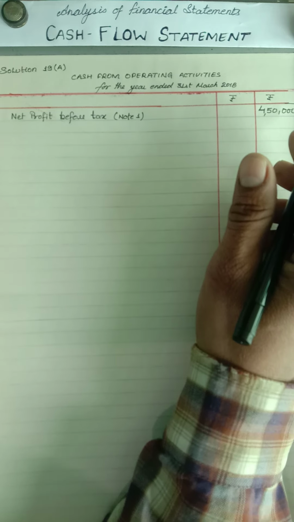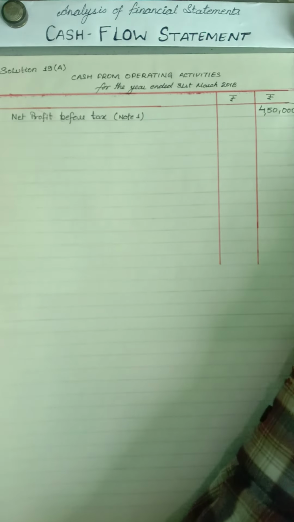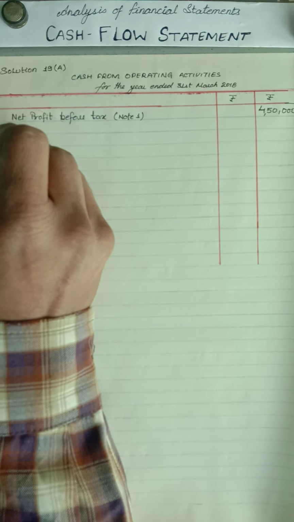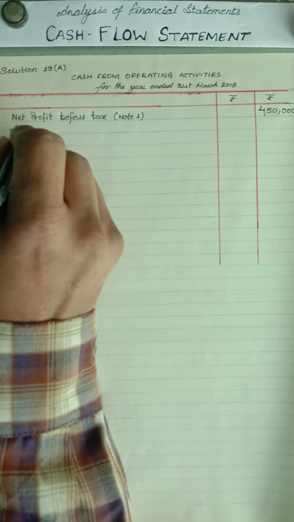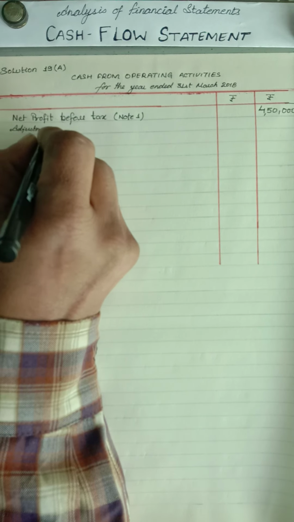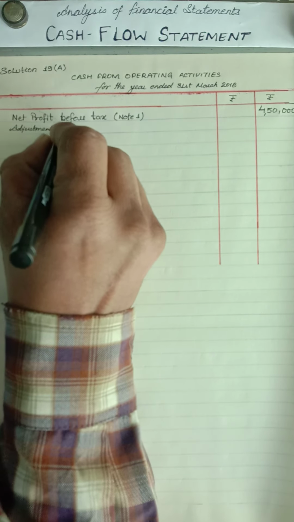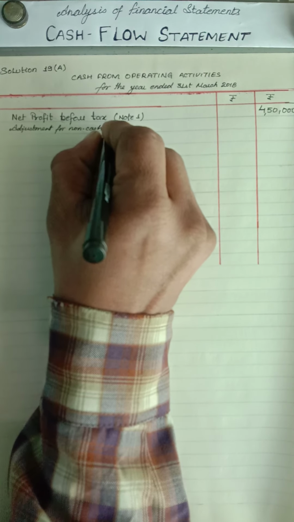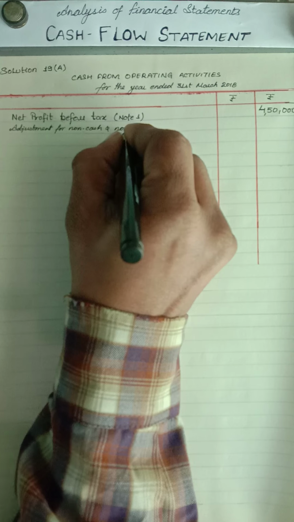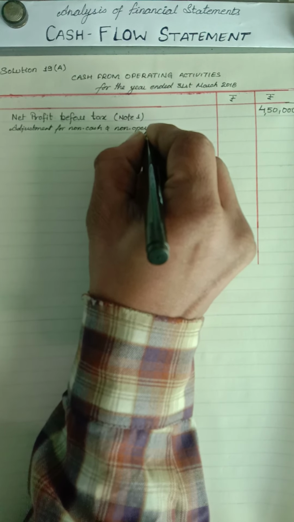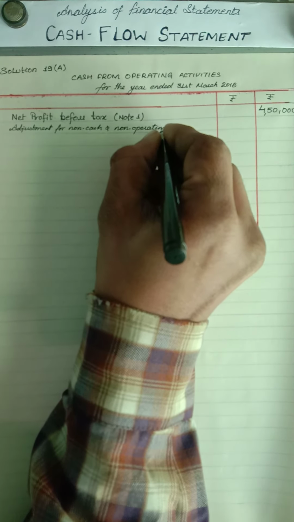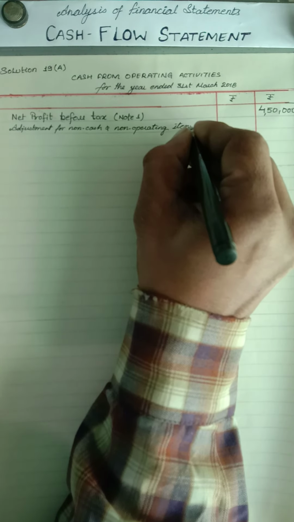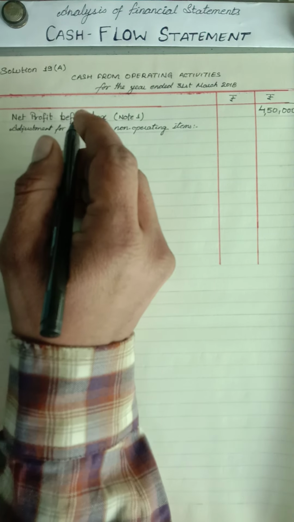After that, what we have to do? Adjustment for cash and non-cash and non-operating activities we have to do. So I am going to write it here: adjustment for non-cash and non-operating items. So what are the operating and non-operating items?